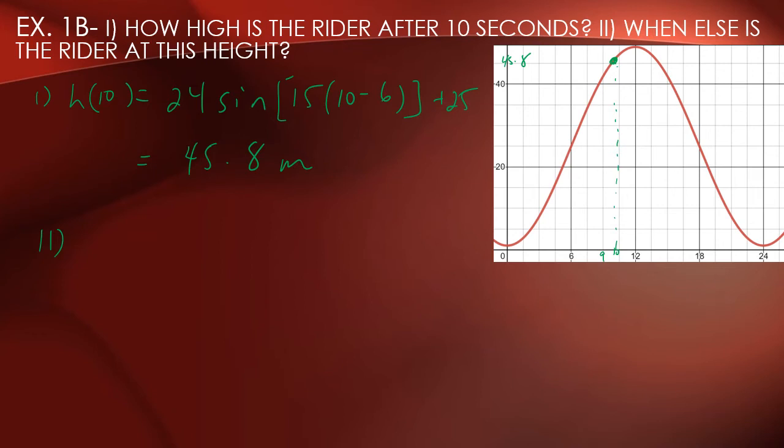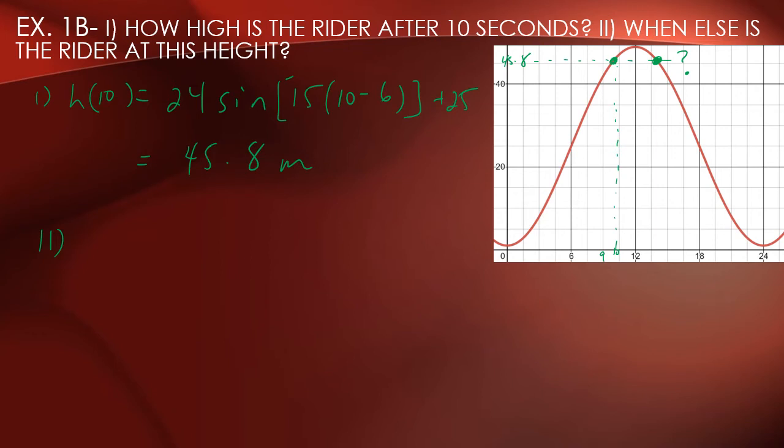When else are you there? Well, you are also there, right? 45.8. We are also there, right there. What is that time? Well, we don't have to guess. The beauty of sinusoidal functions. They are symmetrical and they are split into quarters. So you got to pay attention to this. It's a little bit of an abstract thought, but once you get it, it's really not that bad.